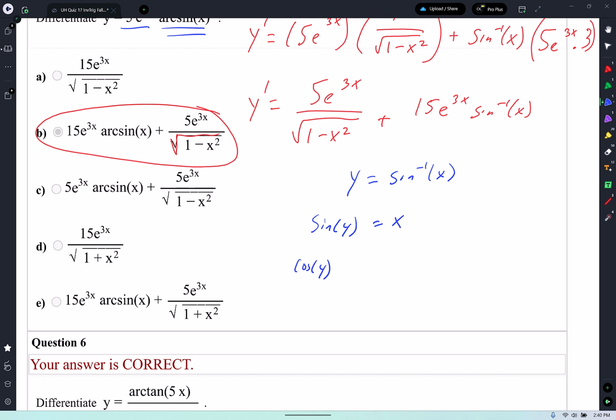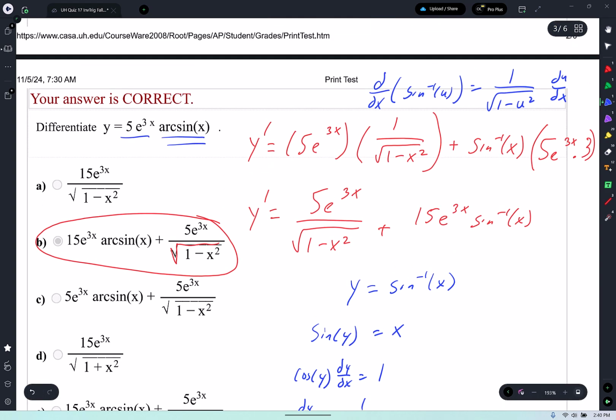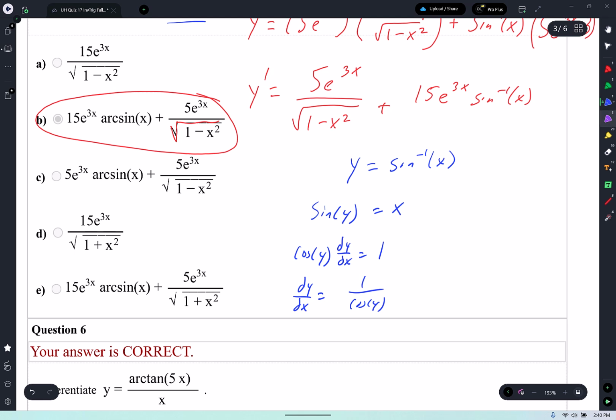Cosine y, but that's not an x, so I put dy/dx equals the derivative of x, which is just 1. Okay, get dy/dx by itself. dy/dx equals 1 over cosine y. Chubb, I thought you said it was going to look like this. It does. Come to the side and write a side note.